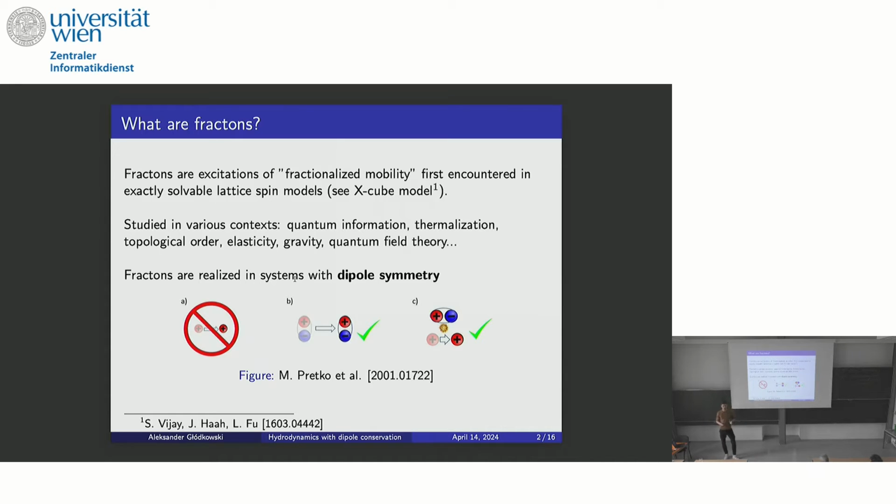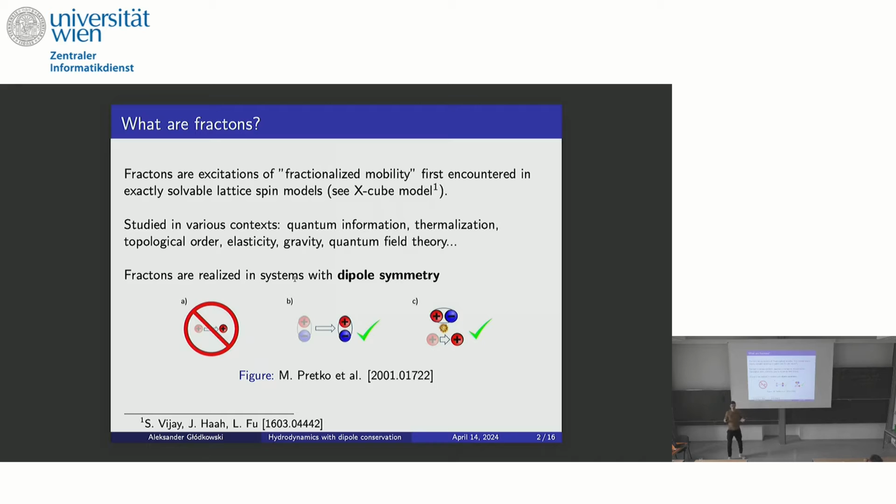Fractons stand for excitations of fractionalized mobility. So what we mean by that is that an isolated fracton may be unable to move in isolation, or maybe it's only allowed to move in certain directions. And they were first discovered in exactly solvable lattice spin models. One model that I recommend that you check is the X-cube model.